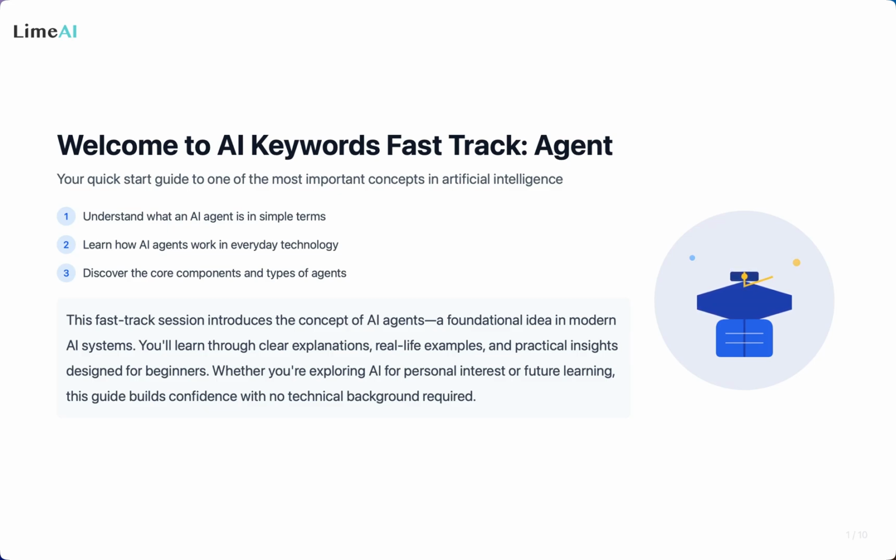Today, we'll explore one of the building blocks of artificial intelligence: an agent. Think of it as a smart helper that sees, thinks, and acts. You interact with agents every day, maybe without even realizing it. From your phone's voice assistant to the recommendations on Netflix, these systems make decisions based on what they observe.